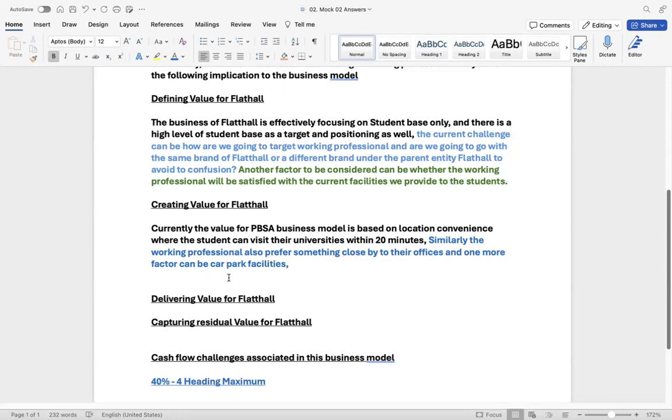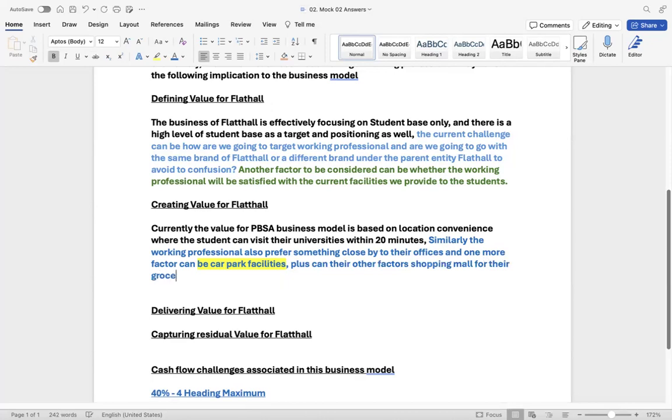Can I get a double Y in the chat box, students? Now here your brain needs to be hybrid thinking. If you observe the question, what you did in the last class, your brain is recalling knowledge. Here, your brain is very much commercially thinking, car park facilities. Plus, can there be other factors like shopping malls for their groceries also. Correct, no, students? Because that is very, very, very important, groceries.